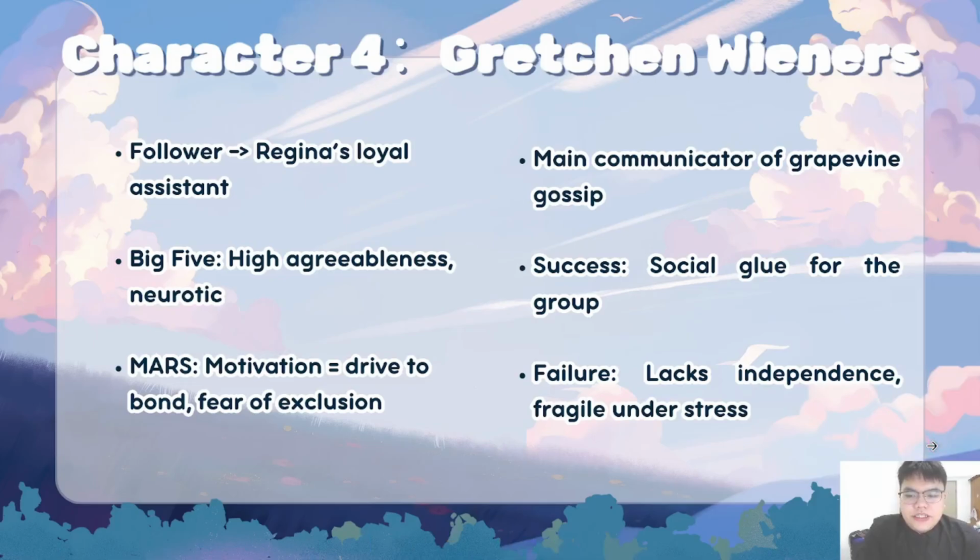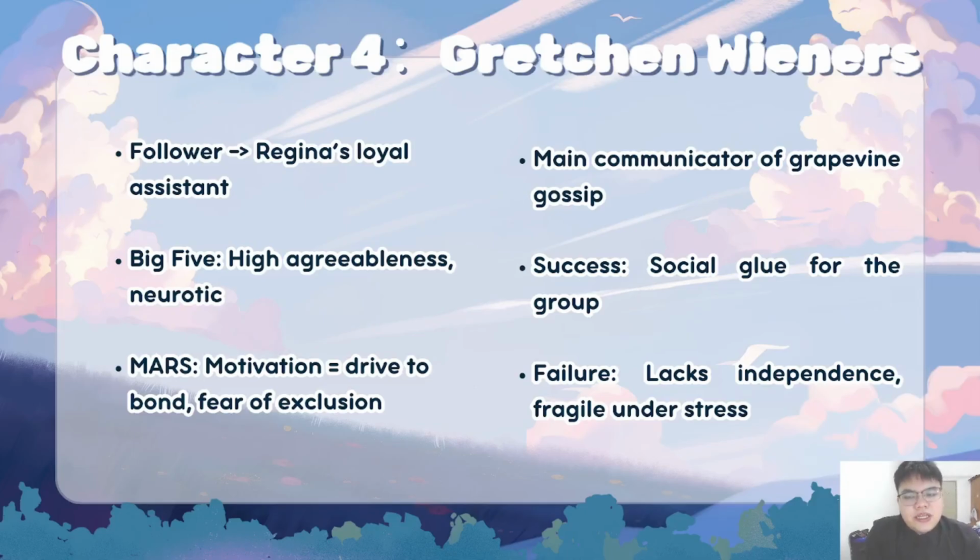Alright, now for my character. Gretchen Wieners, she's Regina's loyal follower in the Plastics. She is very agreeable and always wants to please Regina, but at the same time, she is also anxious and scared of being executed. Her motivation is simple. She just wants to belong in the group.